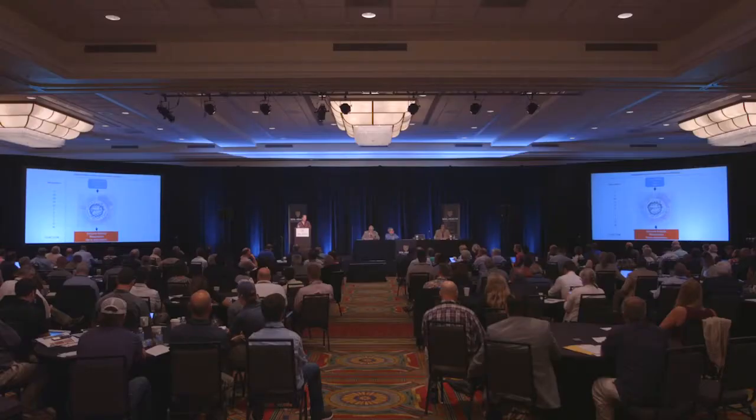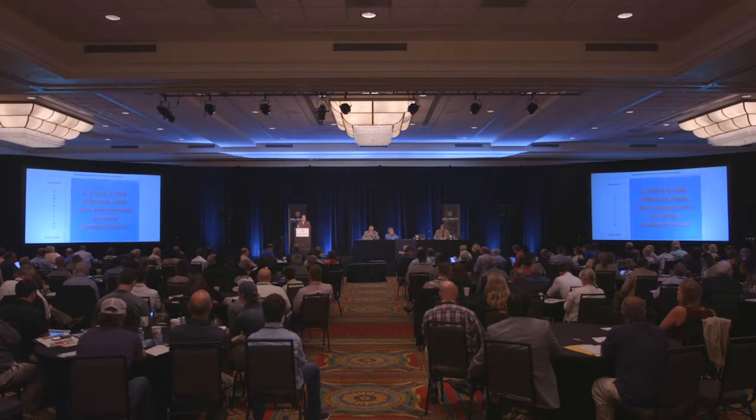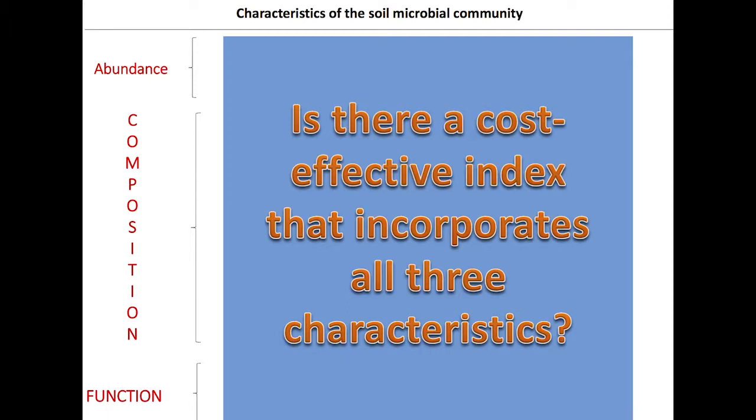That gives us an idea of who's there, but beyond that, names are always changing, their functions might be changing, so we need to frequently move beyond that and understand what those microbes are doing. We can look at things like enzyme activity or respiration or gene expression. But the big million-dollar question here is: is there a cost-effective measure or index that incorporates all of these components and is useful for predicting the status of a soil, or its ability to suppress disease in this case?